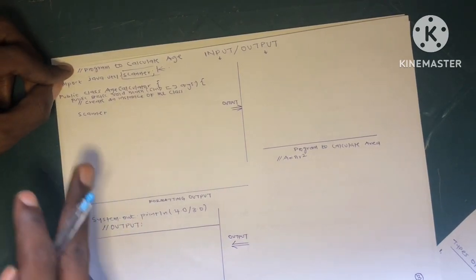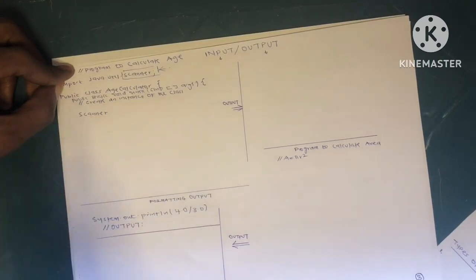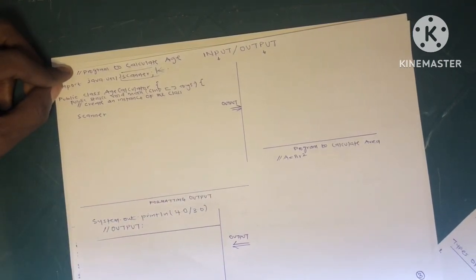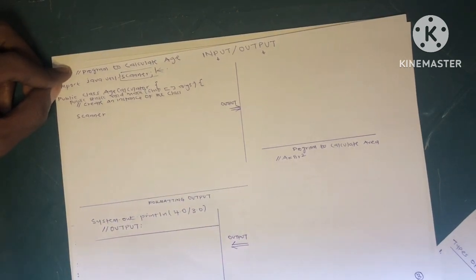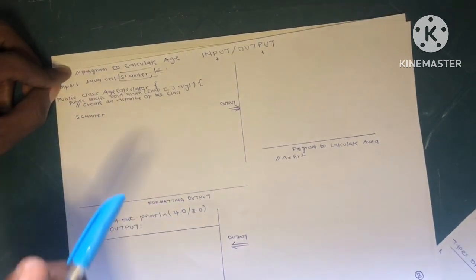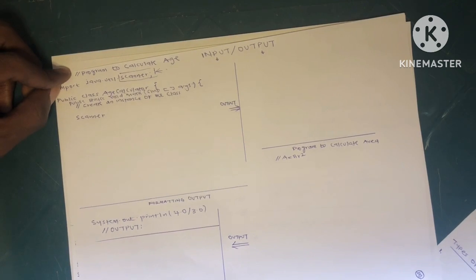All right, so now that we have created a class, we have created a main method. The next thing is to create a Scanner object, or else we create an instance of the class. Now what I'm doing here is only peculiar if you want to obtain an input from a user.